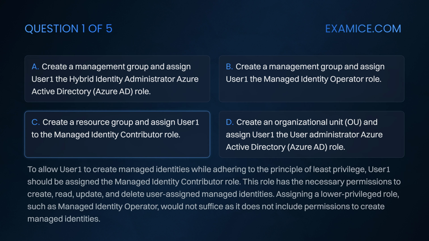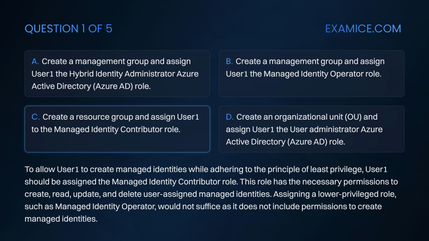To allow User1 to create managed identities while adhering to the principle of least privilege, User1 should be assigned the managed identity contributor role. This role has the necessary permissions to create, read, update, and delete user-assigned managed identities. Assigning a lower privilege role, such as managed identity operator, would not suffice as it does not include permissions to create managed identities.